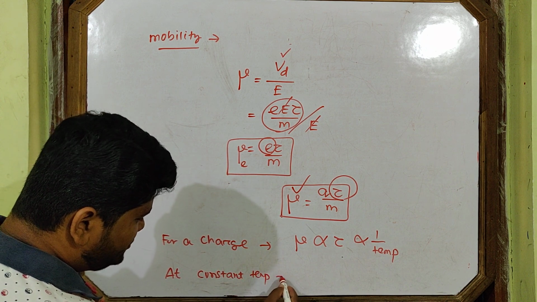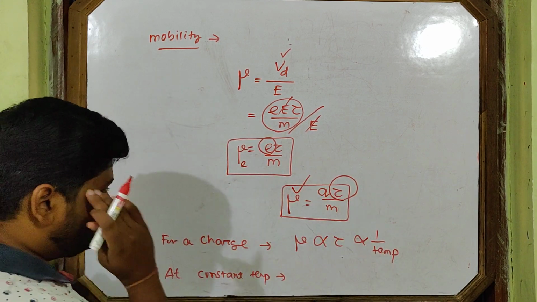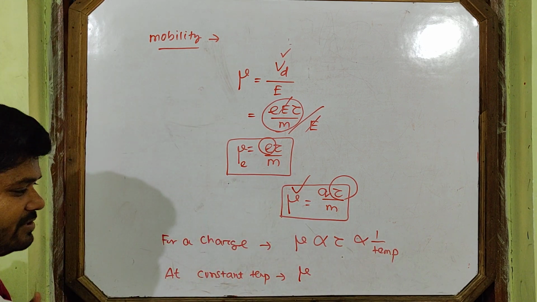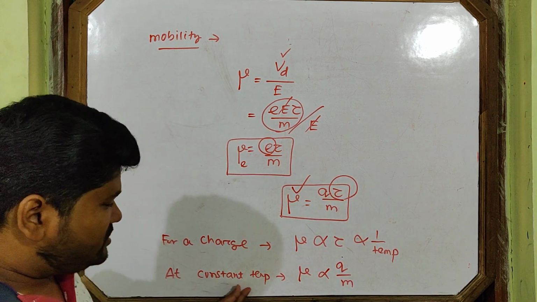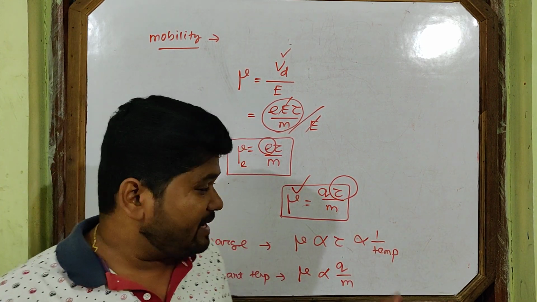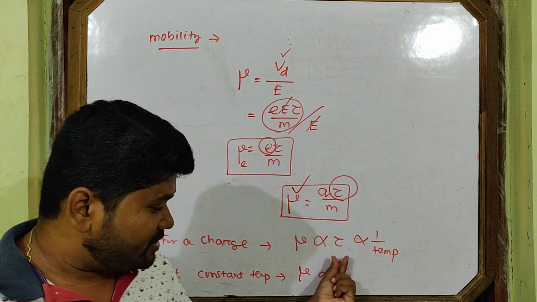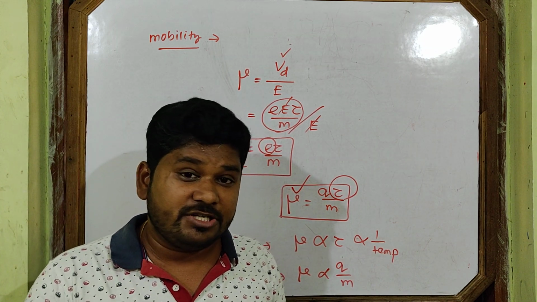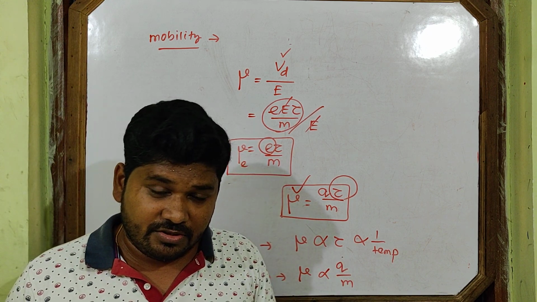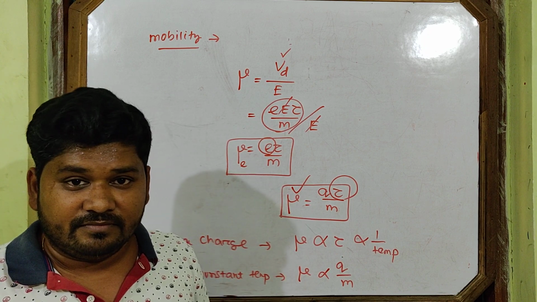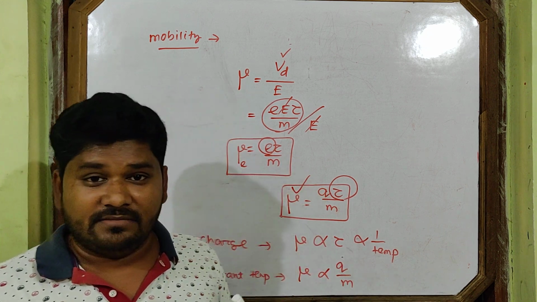At constant temperature, mobility depends on which factors? If temperature is constant, mobility mu depends on Q by M. At constant temperature for different charged particles, I keep temperature constant but the particles are different. Then mobility is proportional to Q by M, the charge to mass ratio. The particle having more charge to mass ratio is more mobile.